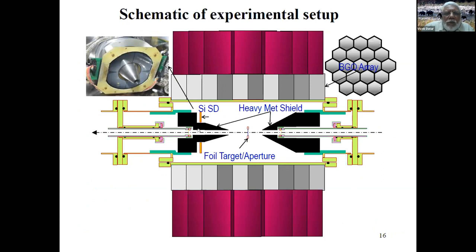Also, you see the silicon strip detector here. So the beam comes in from here, enters the Kapton foil. This is the zone that is seen, and there's the silicon strip detector which captures the alphas. So these are pictures of the heavy met shield. This is the cross section from the BGO array.